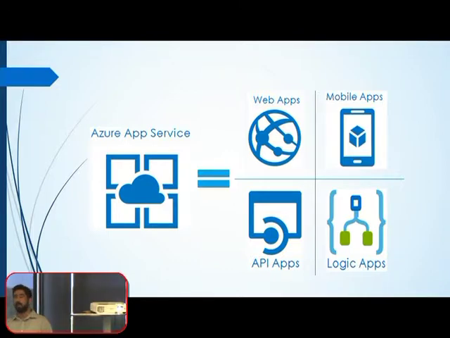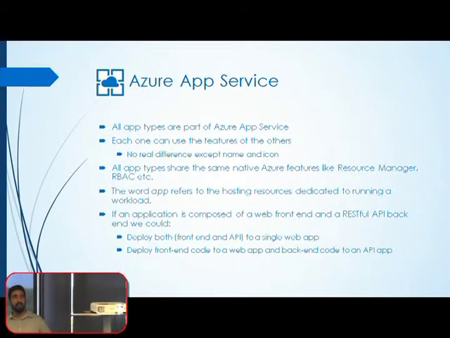For example, in web apps, we expose our UI-based, front-end based web pages. In mobile apps, we expose our backend as a service. In API apps, we expose our RESTful APIs. As I said, all app types are part of Azure App Service. Each one can use the features of the others. For example, I can have a single app service which also has web app functionality, plus I can also expose RESTful APIs for it.